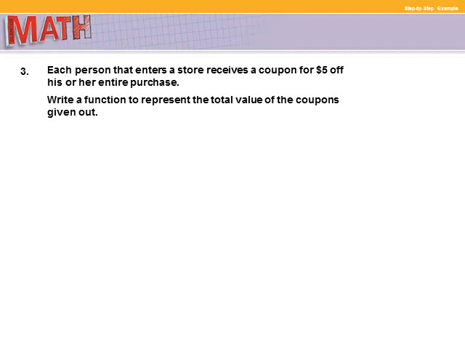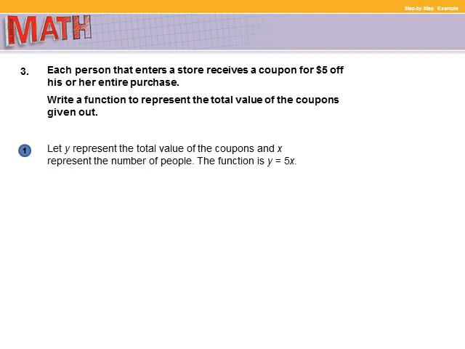So I am multiplying. So then I can say that y is the total value of coupons and x the number of people. So now I can say that y equals 5x, because y equals 5 times the number of people entering the store, which is x. I hope this is clear. Okay, here, should I draw a table or graph this? No, because it's just asking me to write a function to represent the total value of the coupons, and that's it. Okay, let's check the next slide.